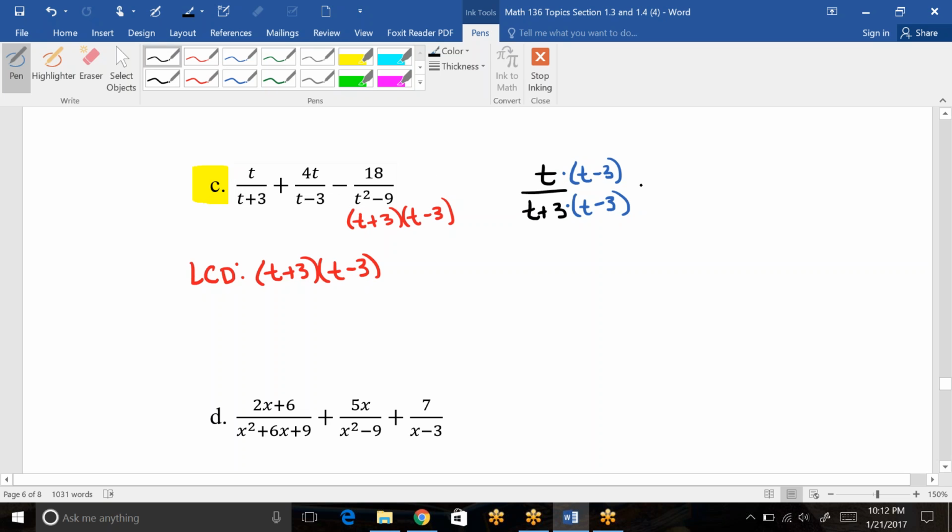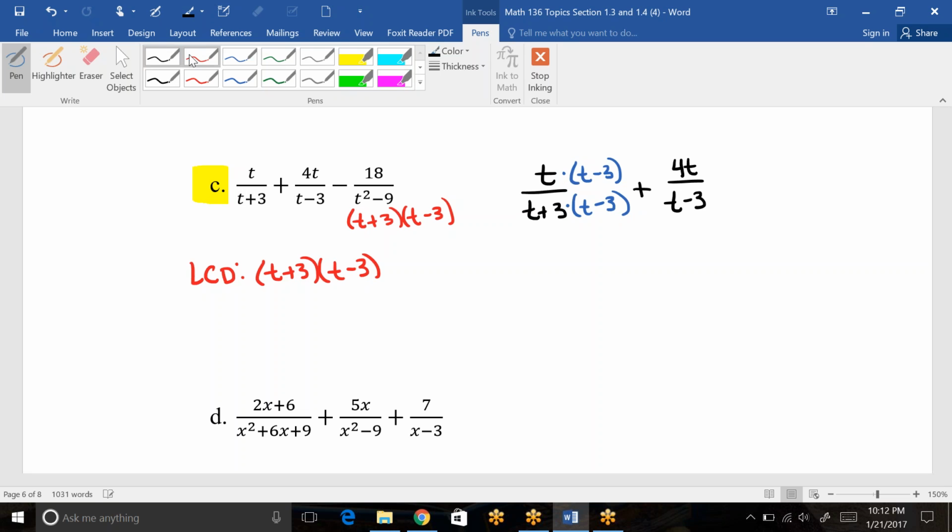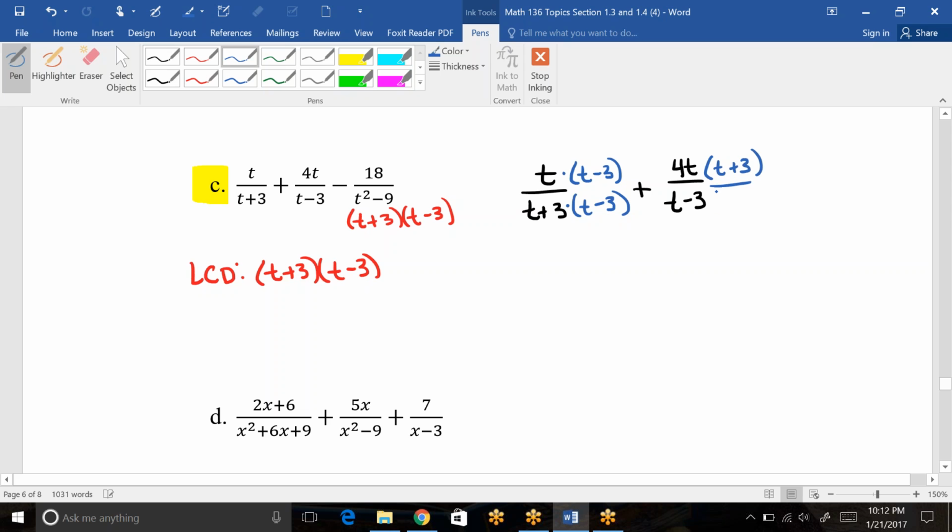Then I'll write my symbol, plus. I have my 4t over t minus 3. And I ask, what is this one missing? It looks like it's missing the t plus 3. So I'll write that on top and bottom, multiplied.